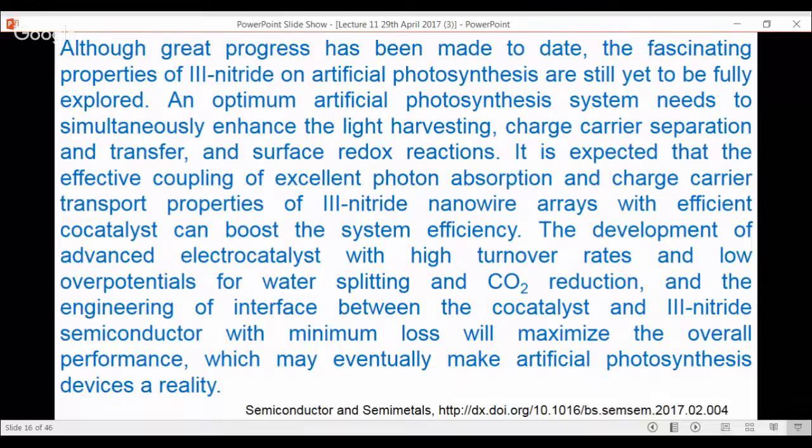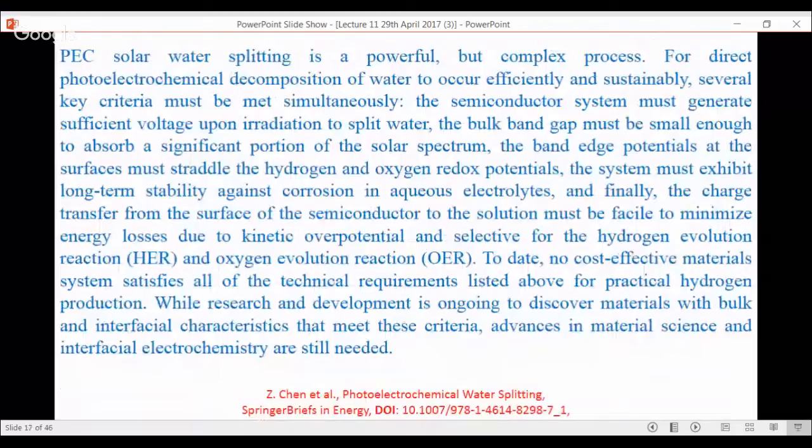The development of advanced electrocatalysts with high turnover number. Okay, turnover number, I hope you remember, it is per site. We will have opportunity to talk about turnover numbers later on. Low overpotentials for water splitting. I will show you what we mean by low overpotential and what the overpotential itself is, in a pictorial way. Okay.